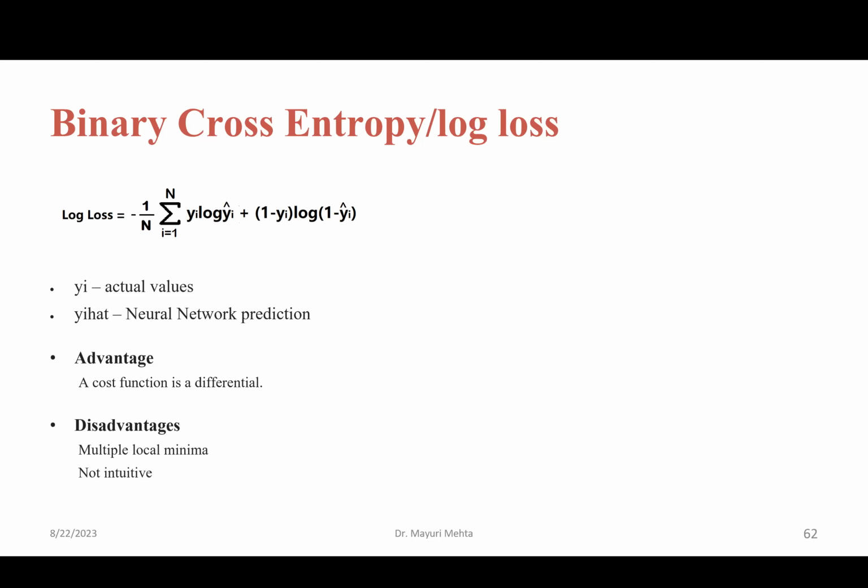The advantage is that this cost function is differentiable. However, the disadvantages are that we may find multiple local minima using this loss function, and it is not intuitive. In classification, at least, the last neuron uses the sigmoid activation function that we discussed earlier. Okay, so this is about binary cross entropy. Let's move further.